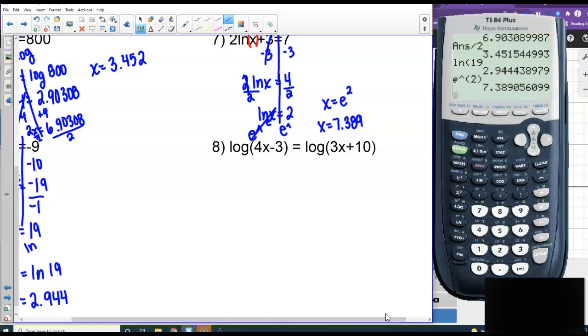It's 10. Because if there's nothing written, it's going to be a 10, right? If it's log and nothing's written, it's 10. If it's ln and nothing's written, it's an e. So this has a 10 right here. Well, look what's going to happen here on this problem. We want to get rid of the natural log, so we got to do 10 to this power right here and 10 to the power over here. It's going to cancel the logarithms on both sides, right? So you're just going to be left with 4x minus 3 equals 3x plus 10.